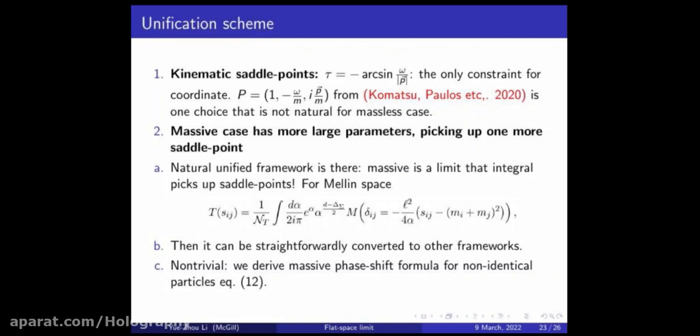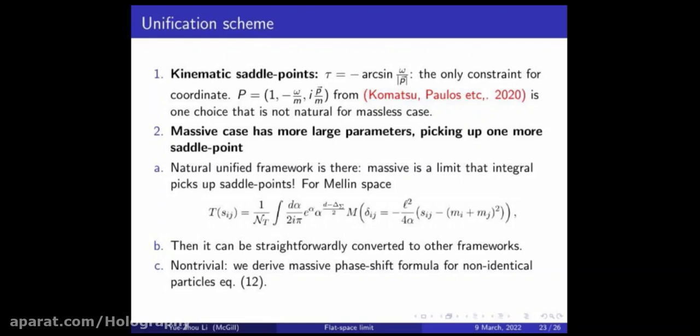So now we have a natural unified framework for Mellin space. This is our formula. This T is a flat space amplitude, and this M is a Mellin amplitude. If we consider the massless case, we just take the mass m to be zero. But if we consider the massive case, not only do we keep m here, but we also have to take delta, the conformal dimension, to be very large. In this case, we have to pick an additional saddle point for the integral over alpha. And that's why the massive case doesn't have an integral at all.